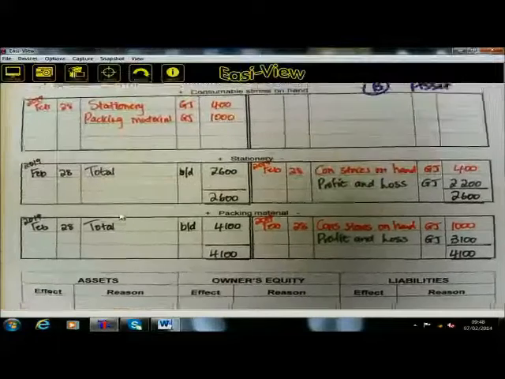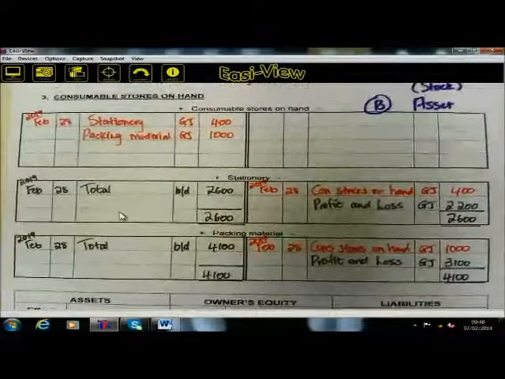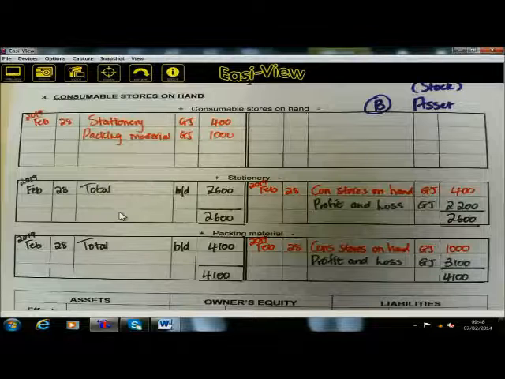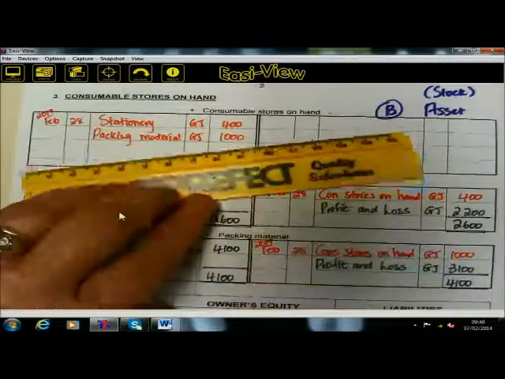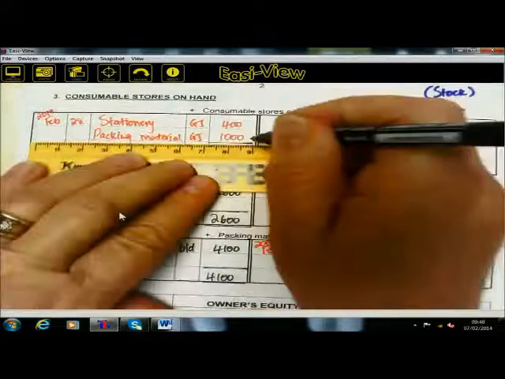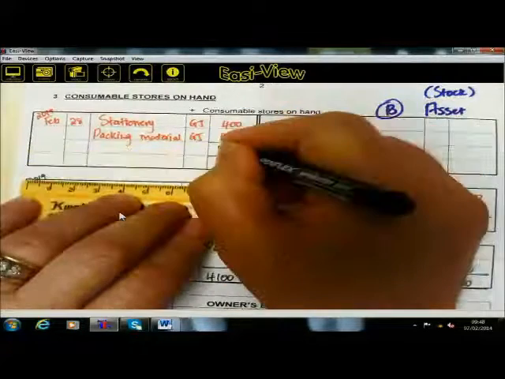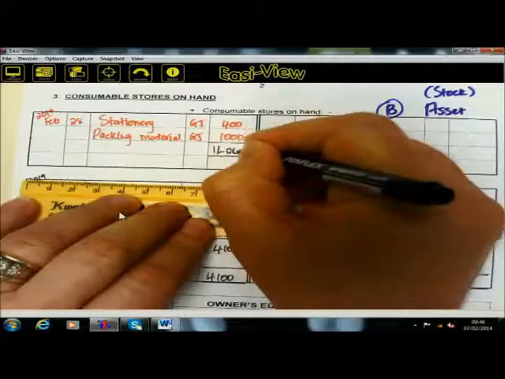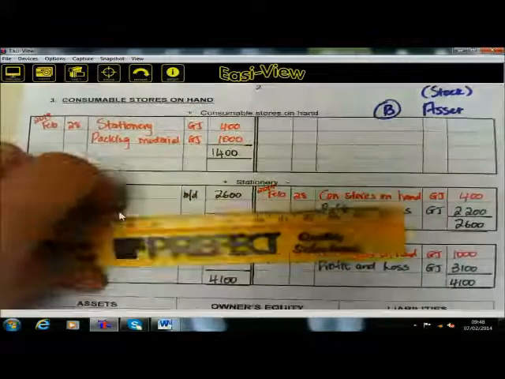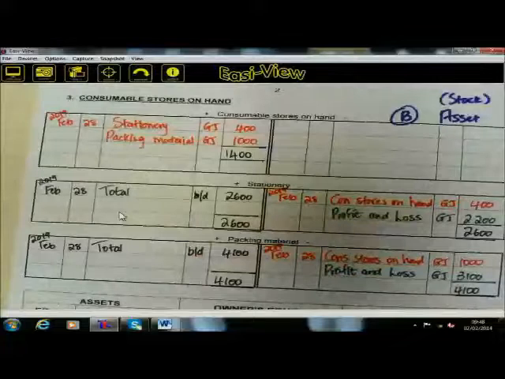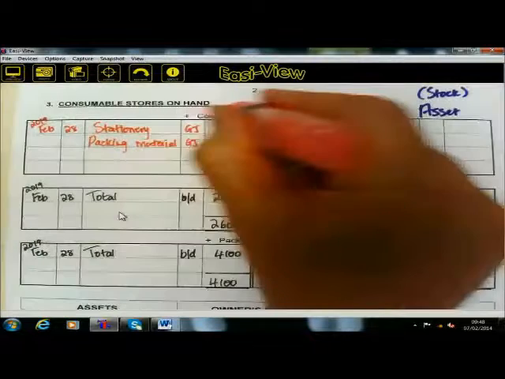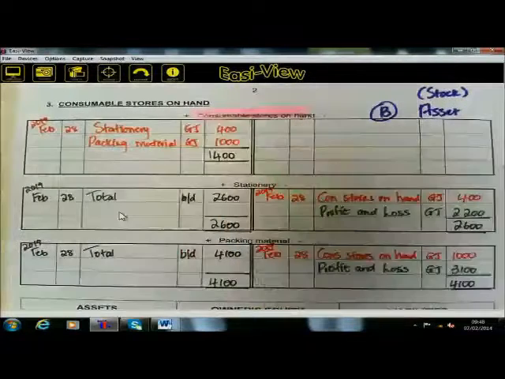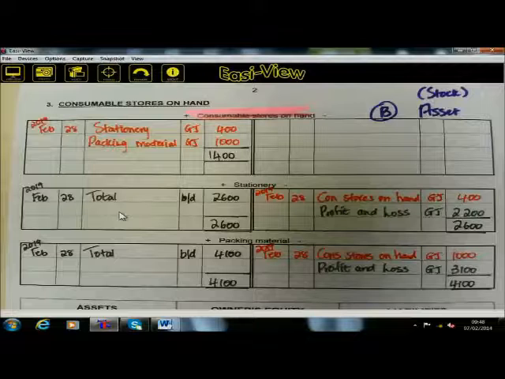Okay, can you see there? There's your consumable stores on hand. That is an asset for the business, and that we can only close off as 1,400. There will be a balance of 1,400 tomorrow morning in the books, and that is one of your temporary accounts. And remember, your temporary accounts, we are going to do a reversal transaction on your temporary accounts.